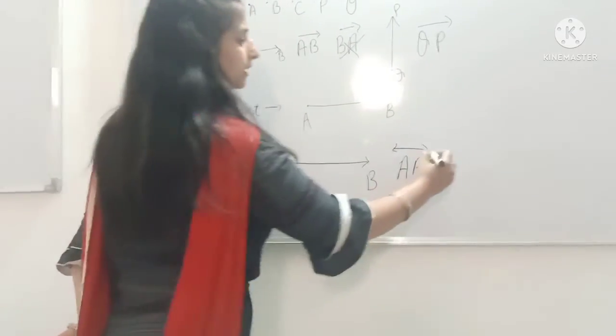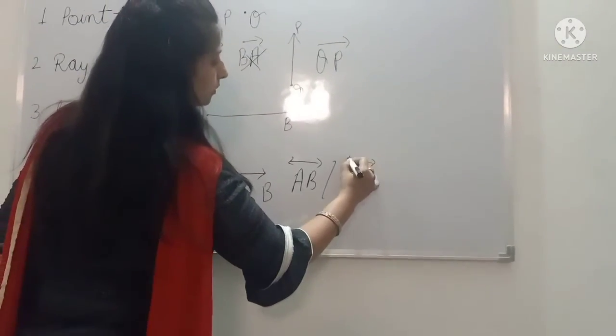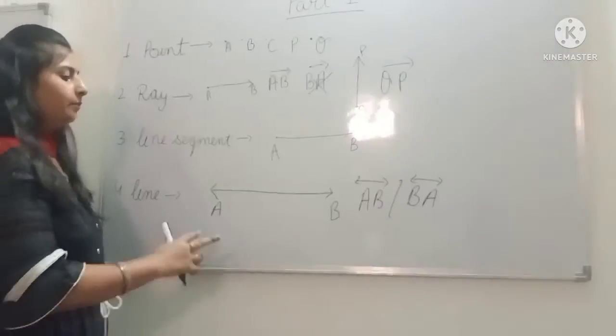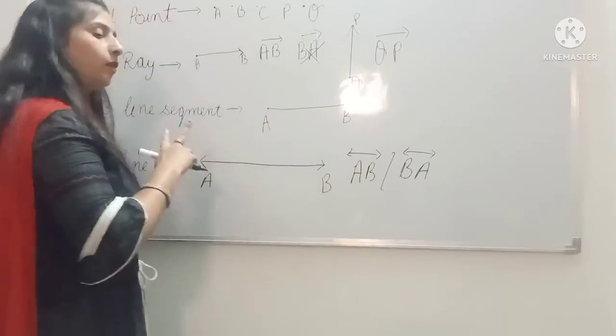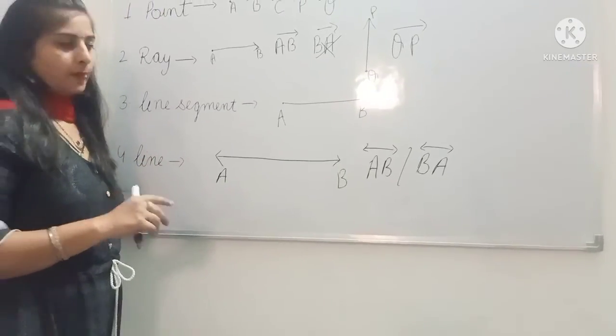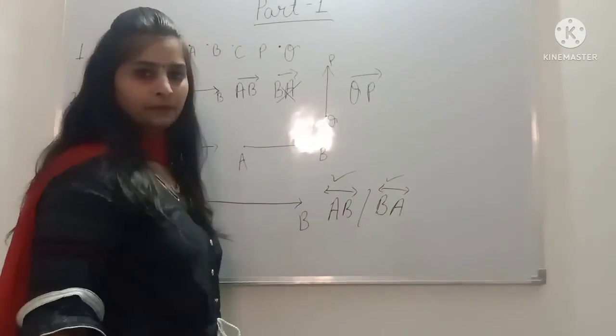We can also write it as line BA. This is also a correct way to write this line because it extends indefinitely in both directions. So we can write it as line AB and we can also write it as line BA.